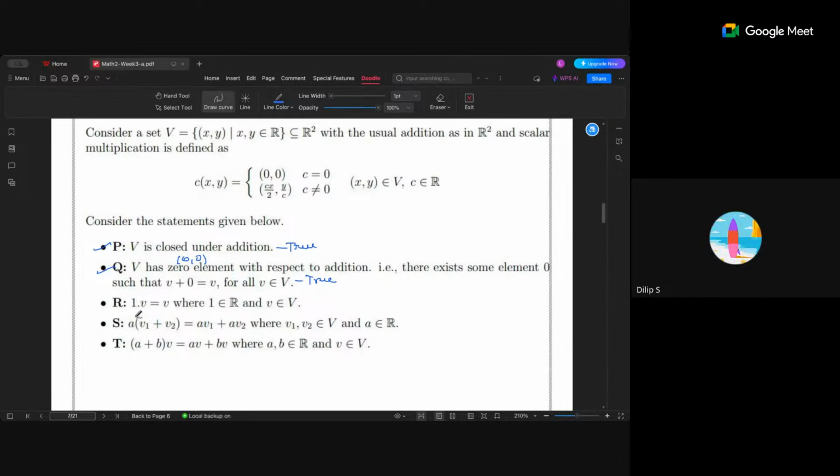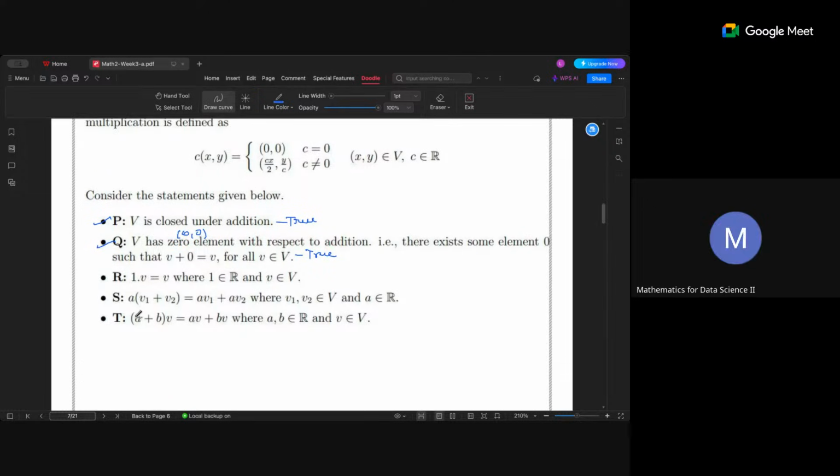False. No, 1 dot V should equal V. Here scalar multiplication is defined in this way: if your scalar is not equal to 0, then it is defined in this way. So let's say V is (x, y), then 1 dot V should be (1 times x by 2, y by 1), so it should be (x by 2, y). Is it the same as V? No. So this is not correct.